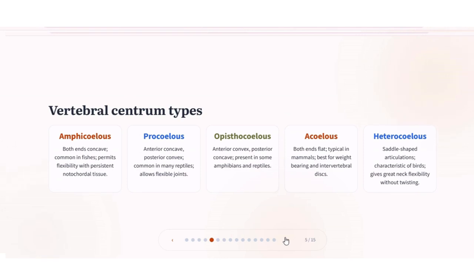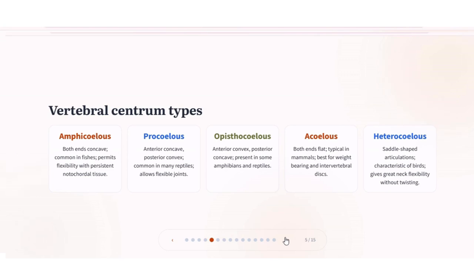We have 5 different centrum types. Centrum refers to the central solid cylindrical-shaped body of a vertebra. It acts as the primary weight-bearing part of the bony spinal column, located ventrally. Ventrally means towards the belly side. The centrum protects the spinal cord and provides structural support for the trunk. There are 5 different centrum types.